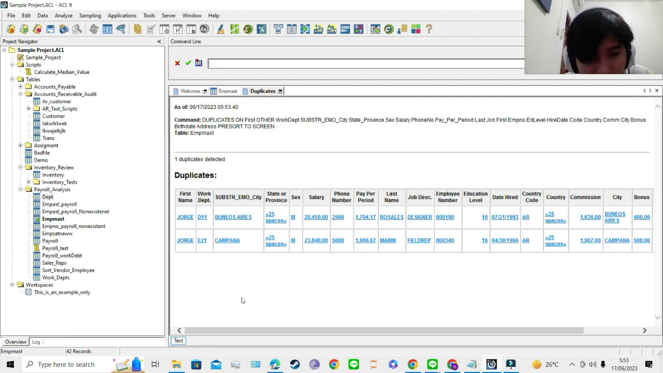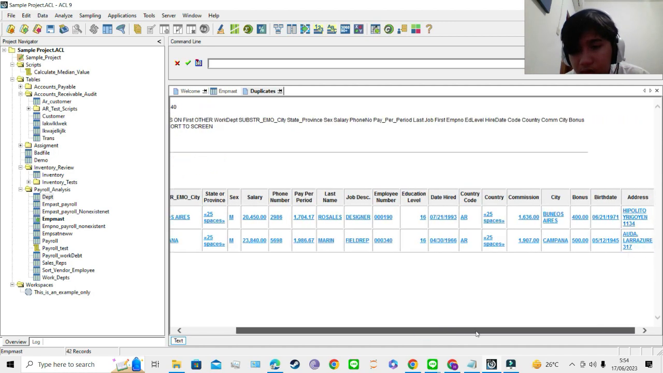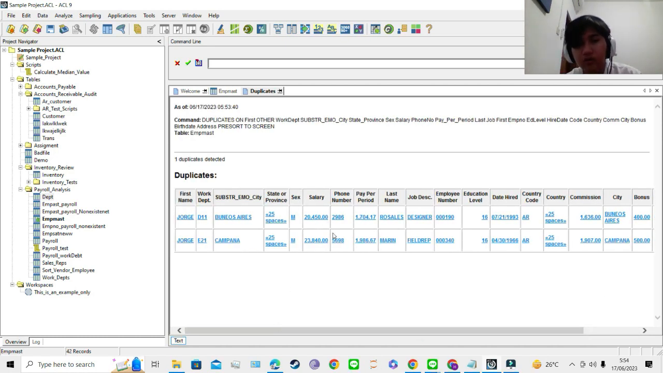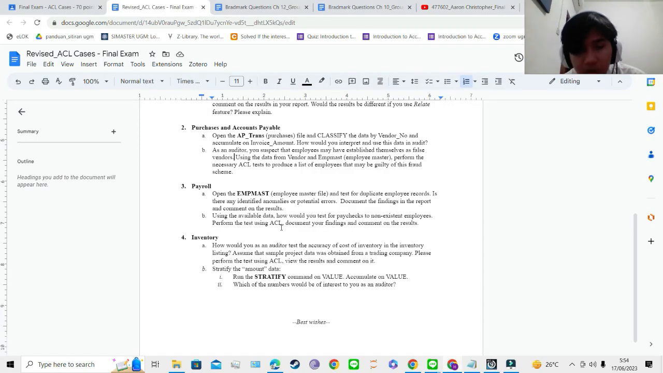So basically there are two first names with the same name, and however, as we can see, they have different salary, different pay period, and different last name. However, they have the same first name, and the city is also different, and the address is different. Yes, that is the interpretation of the result for number 3A.